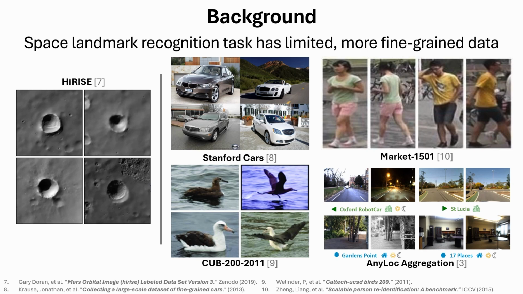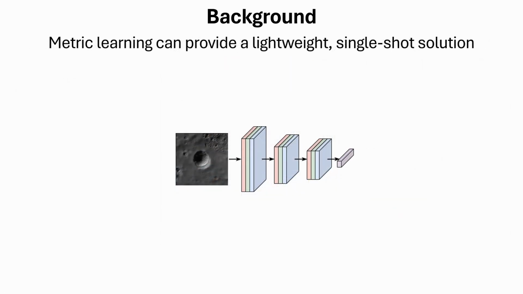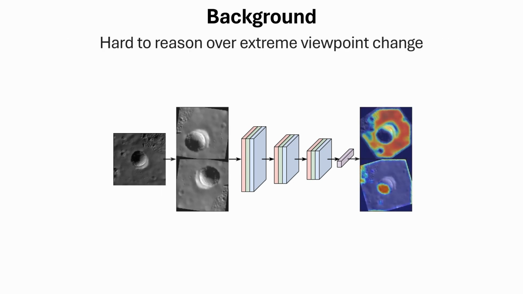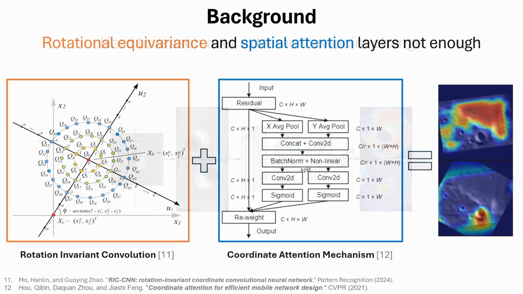So how then can we develop a lightweight landmark description solution? We can begin by looking at metric learning, the foundational backbone to all terrestrial discriminative learning tasks. It is, however, challenging for metric learning alone to reason about the extreme levels of appearance change encountered during terrain-relative navigation. Examining the literature in rotation equivariance and spatial attention shows little improvement, as the focus of model attention is still disparate.